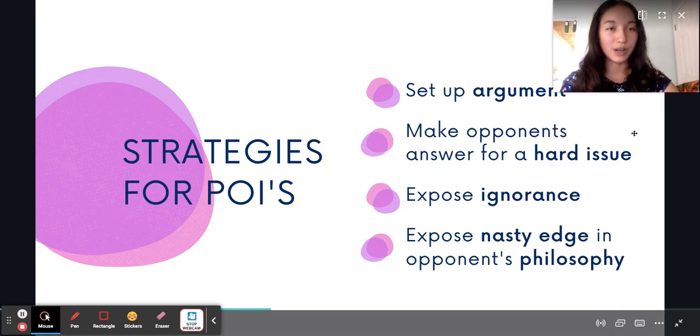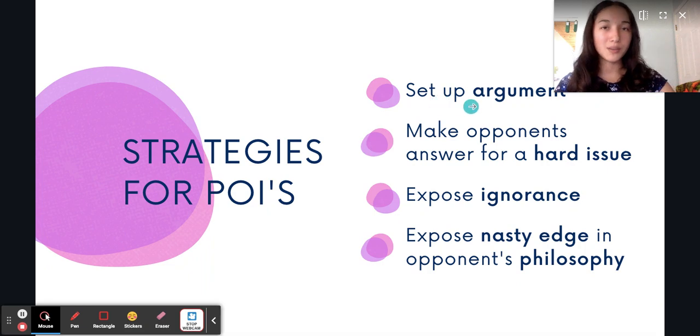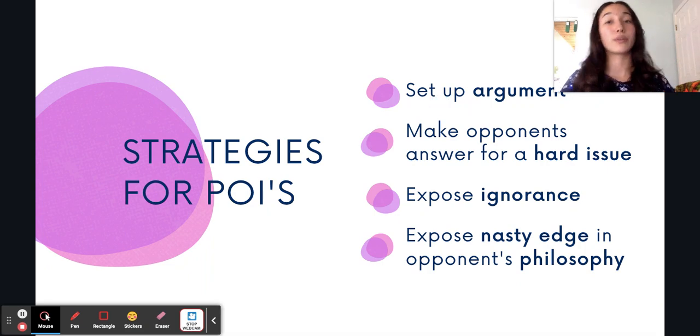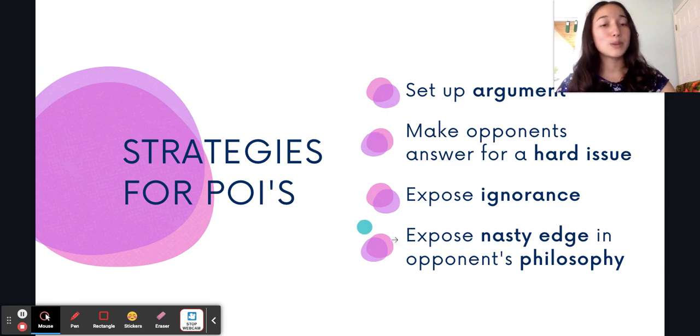Now let's look at what we're doing. First of all, we're setting up an argument and saying that certain professions will be discriminated against. We're making our opponent's answer for a hard issue, and that's that, once again, certain professions will not allow people to receive organ transplants. We're also exposing a nasty edge in our opponent's philosophy.